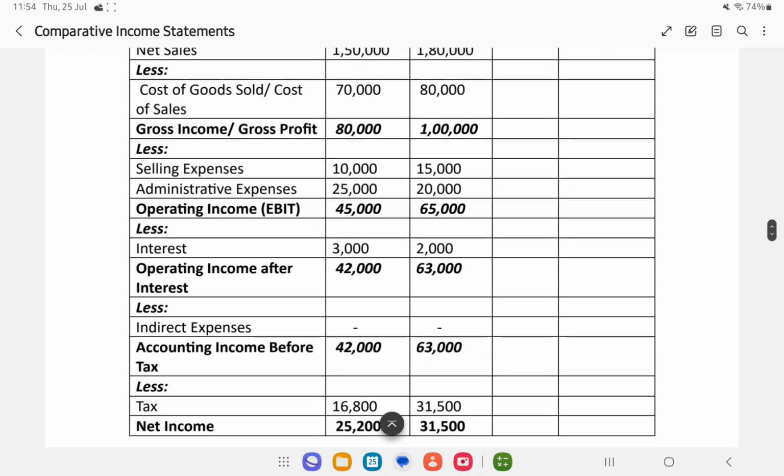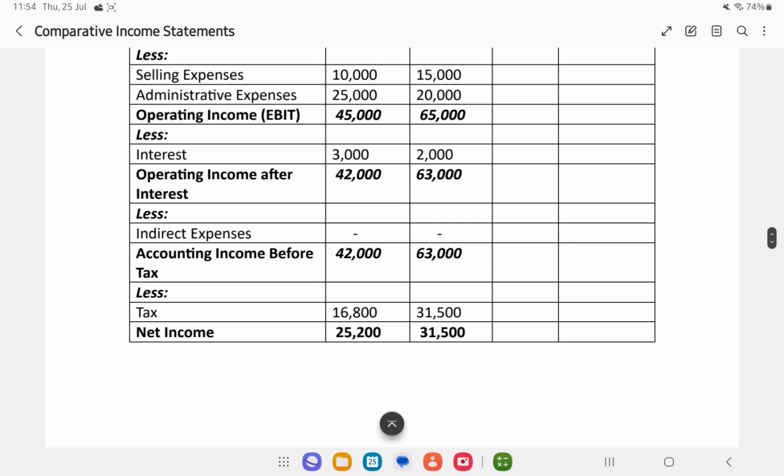Now from this EBIT, we are going to deduct the interest. By deducting the interest, we get 42,000 and 63,000 as operating income after interest, or it can be taken as operating income before tax. After interest means after considering interest as an expense. Before tax means before considering tax as an expense. Simple. Whatever you write, it is up to you. I have just given an example.